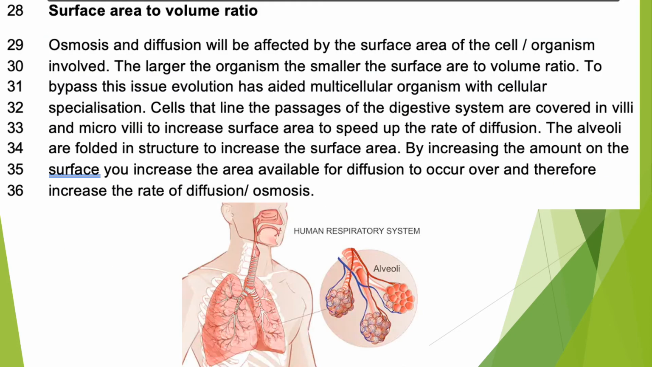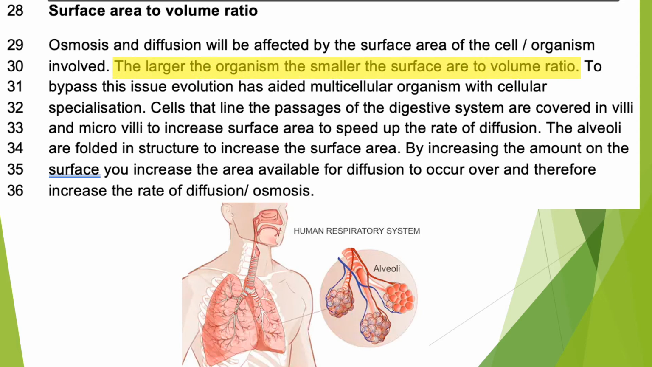Now we get to talk a little bit about why osmosis is so important in your body. Osmosis and diffusion will be affected by the surface area of the cell or organism involved. Again, there are things that will speed up osmosis and diffusion, one of those being surface area. We have a little learning activity later on to show you what I mean by this. The next sentence here is actually quite important.